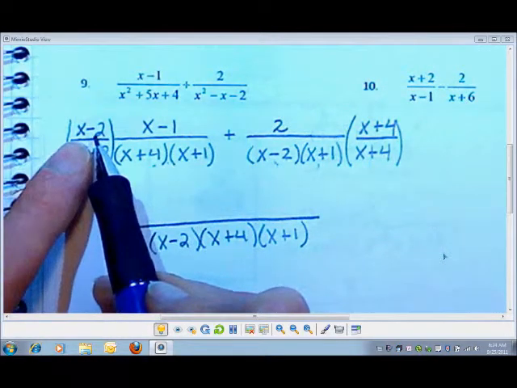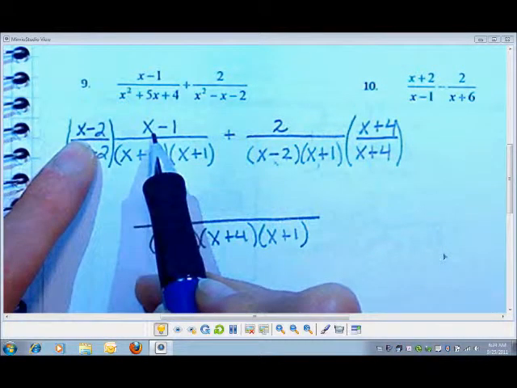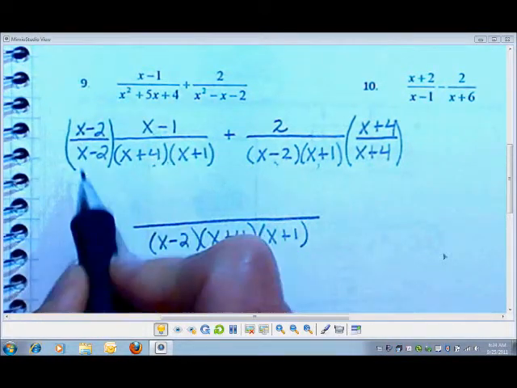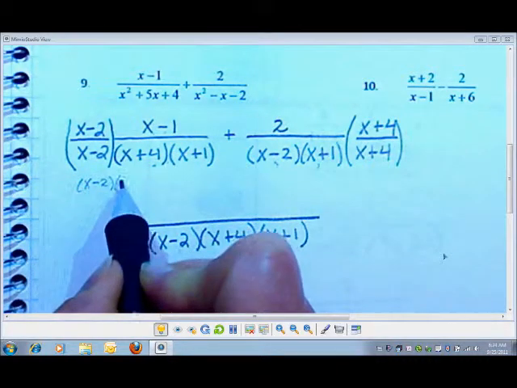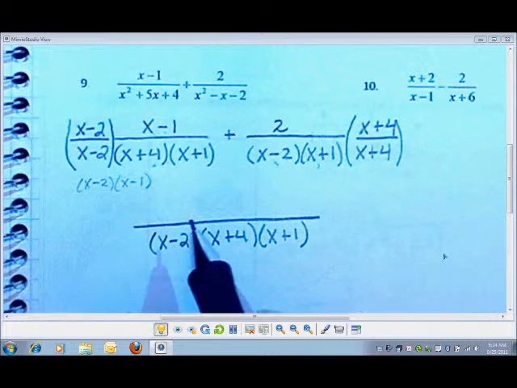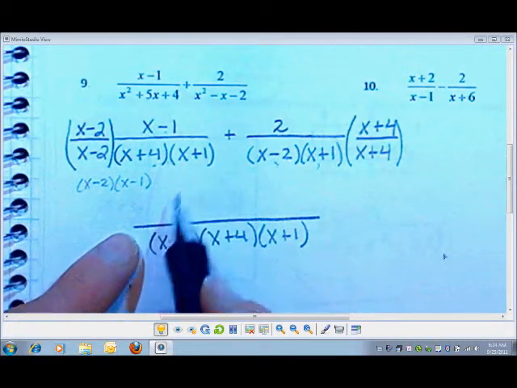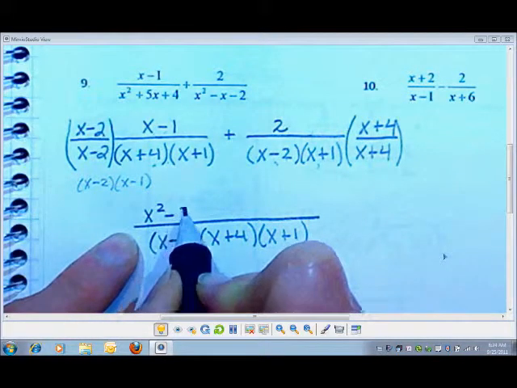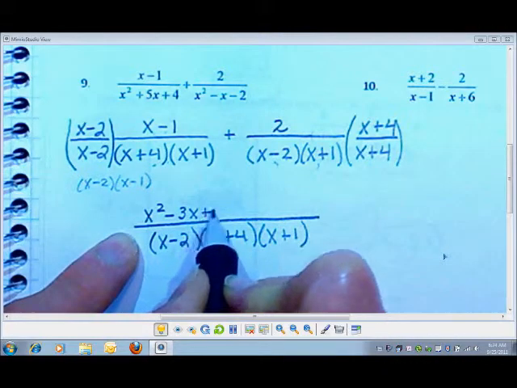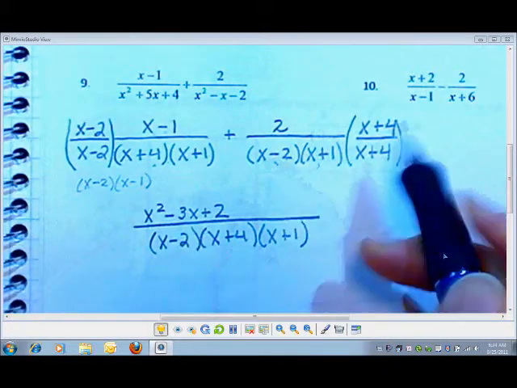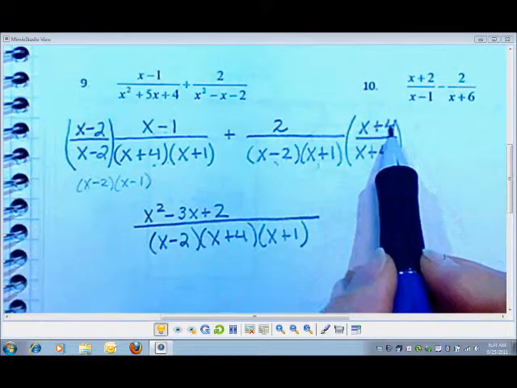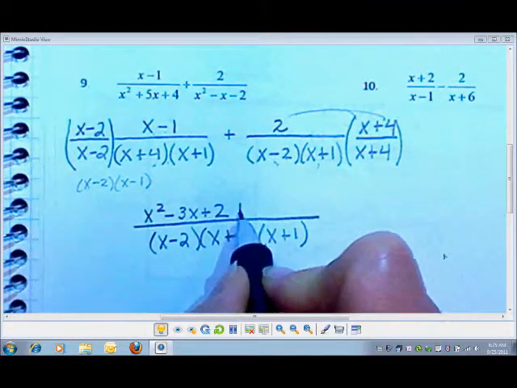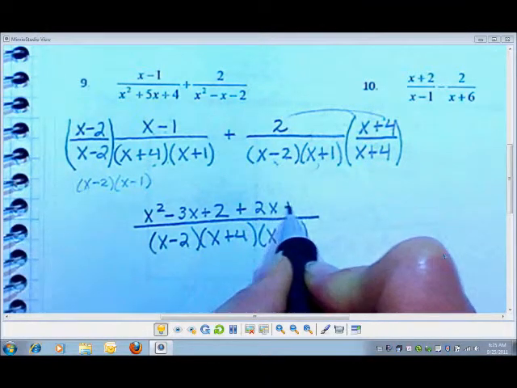Now be careful here because I have a binomial times a binomial, so I have to multiply those out. Remember, that's x minus 2 times x minus 1. That's what's happening in my numerator right here. So I'm going to multiply those out, and I get x squared minus 3x plus 2. And then I have to multiply my 2 times x plus 4. This 2 gets distributed in, so that's going to be a plus 2x plus 8.